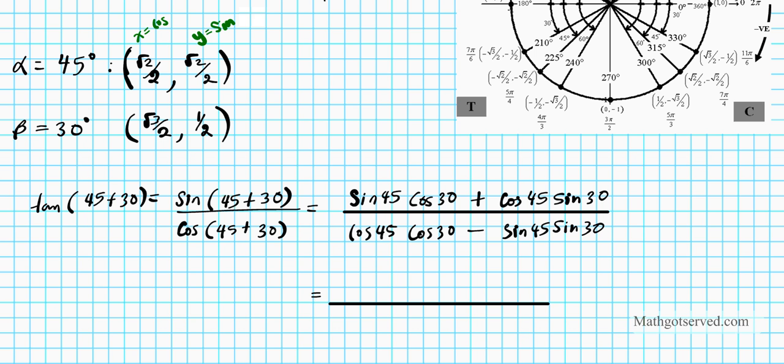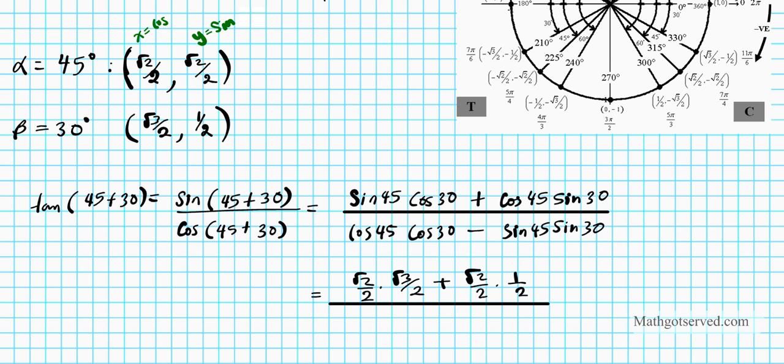Sine 45 is the y-coordinate for 45 here, which is root 2 over 2. And then cosine 30 is the x-coordinate here, which is root 3 over 2, plus, what is cosine 45? The x-coordinate for alpha, which is root 2 over 2, times sine 30 is the y-coordinate here, which is 1/2.